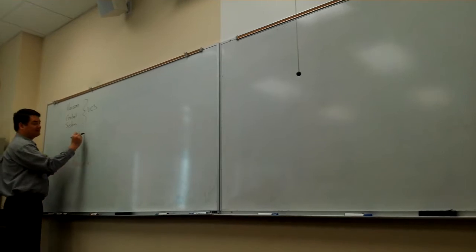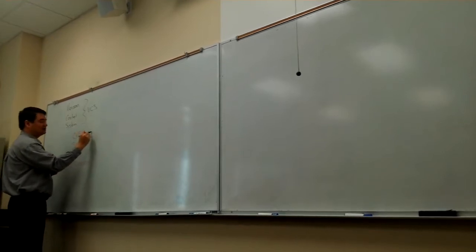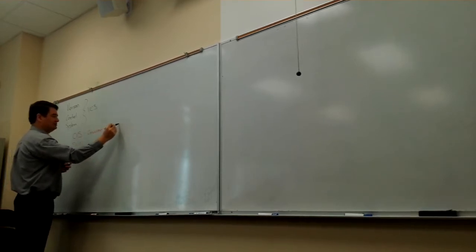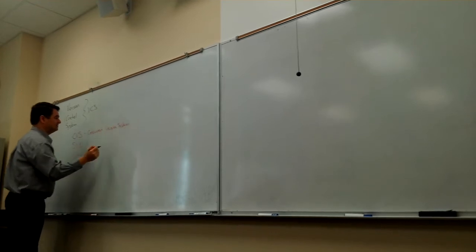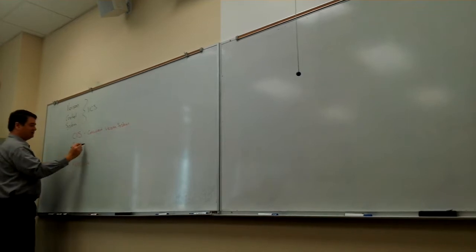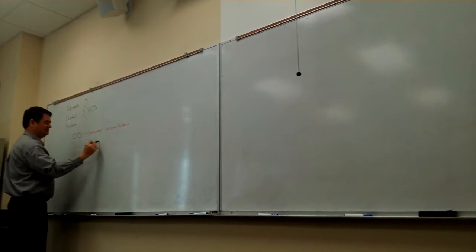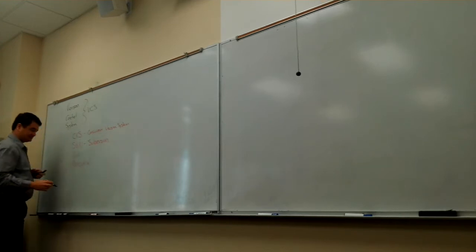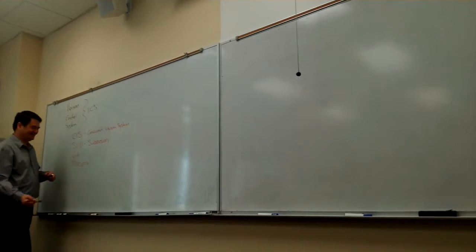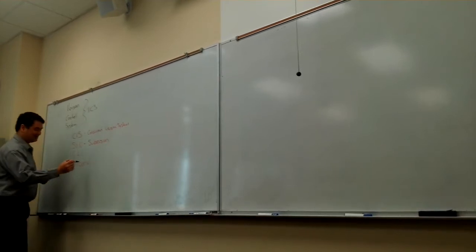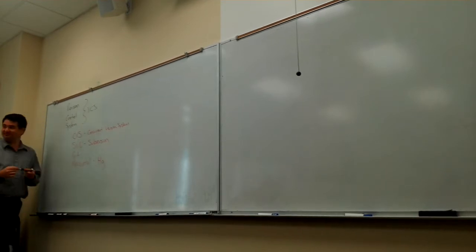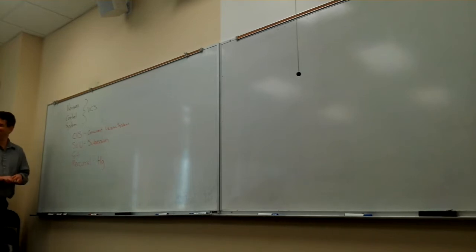CVS stands for the Concurrent Version System. You'll never hear anyone say Concurrent Version System, they'll all just say CVS. SVN stands for Subversion. Git stands for Git. And Mercurial, actually, the abbreviation for Mercurial is HG. Because of Mercury? Yeah. That's cute, huh?